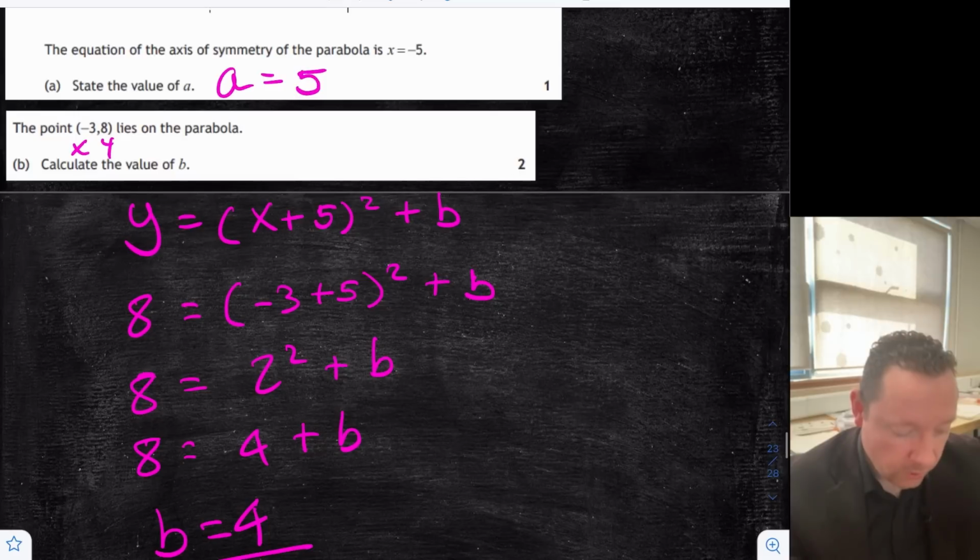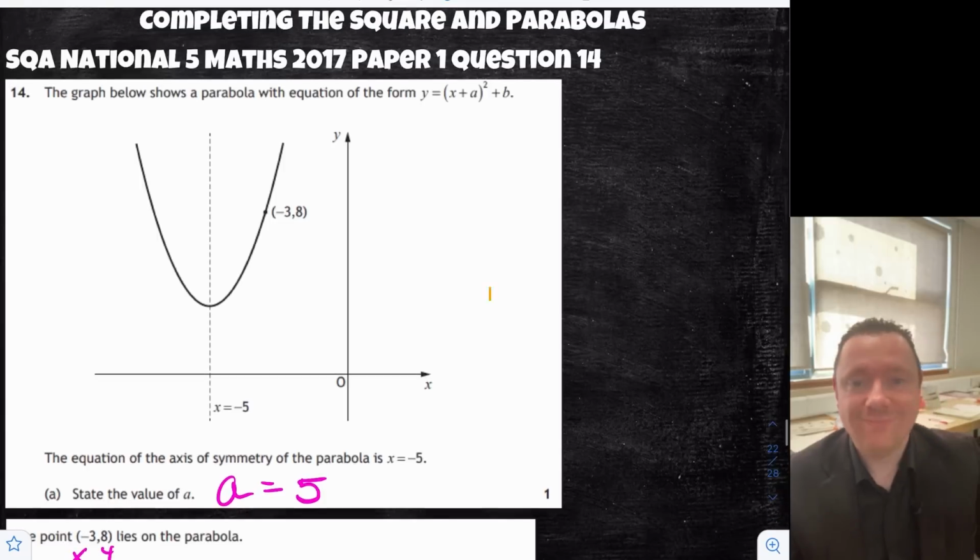If it now asked us what the turning point was, we would also know the turning point. It would be (-5, 4), because that's exactly what completing the square does.